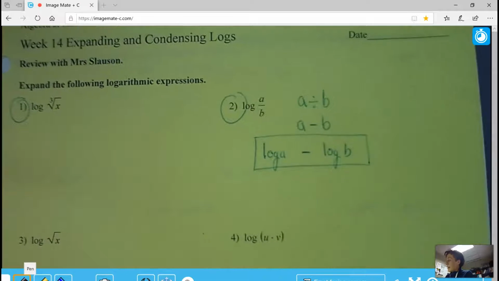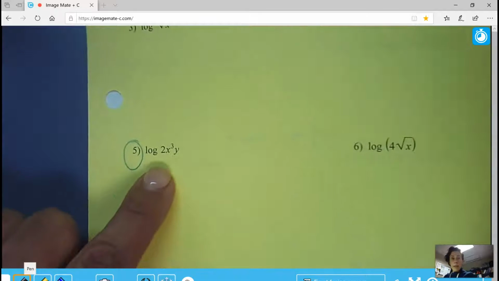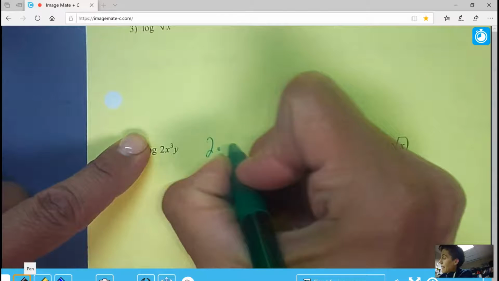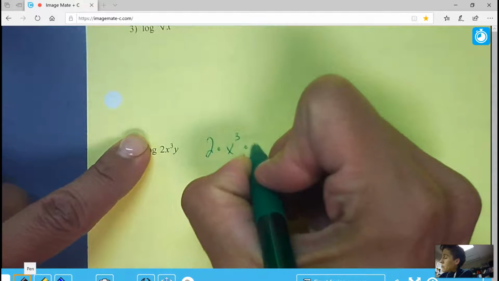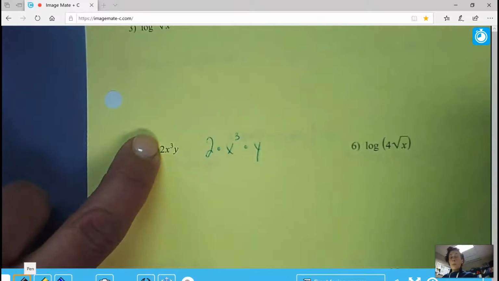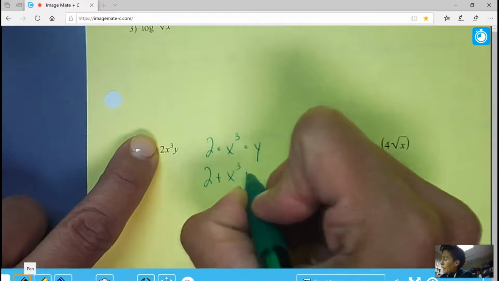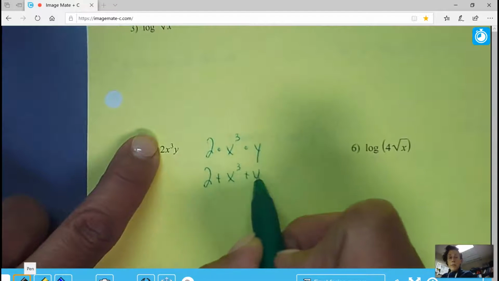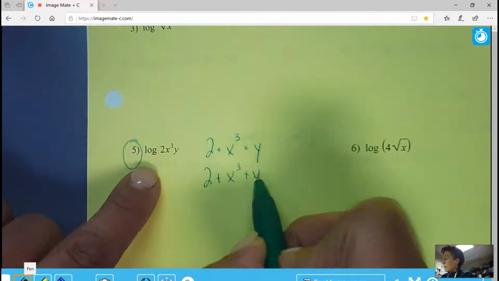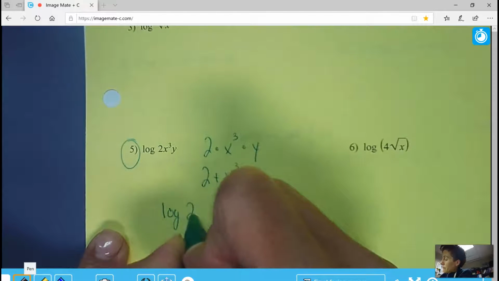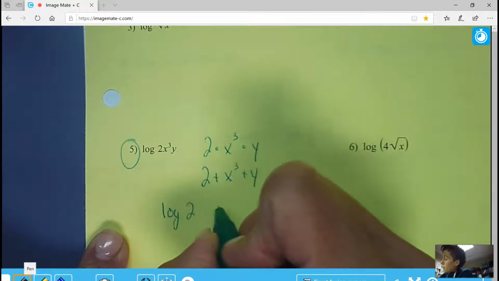So the next one I want to talk about is what if you see multiplication. So again, just ignoring this log, I see 2 times x cubed times y. Whenever you see multiplication, then we're going to turn it into addition. And then these 3 terms will all get this log that I've ignored. So a log will go in front of that 2, and a log will go in front of this.